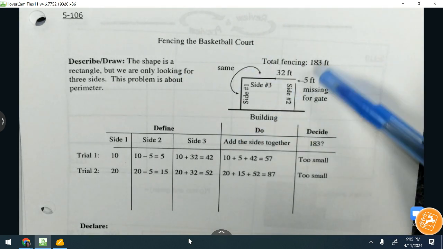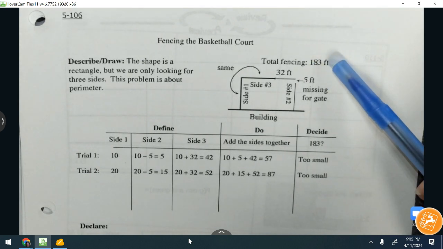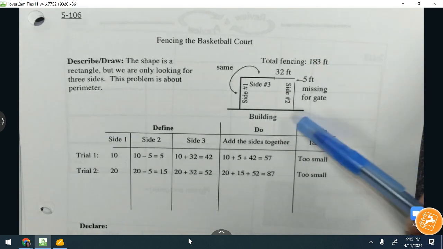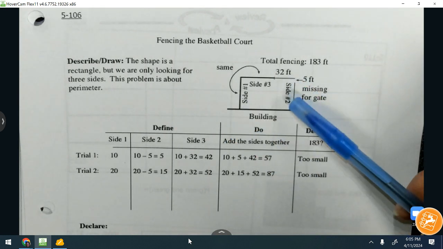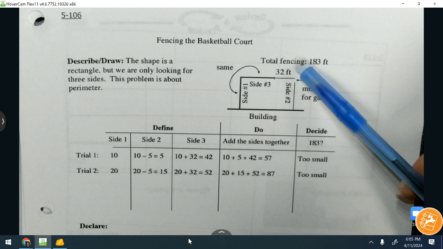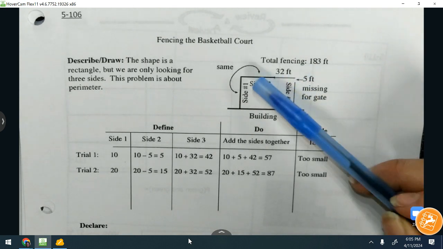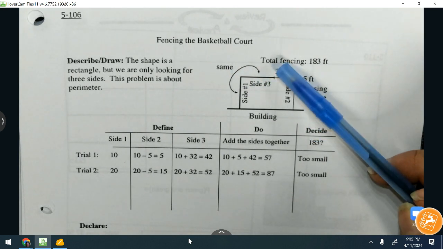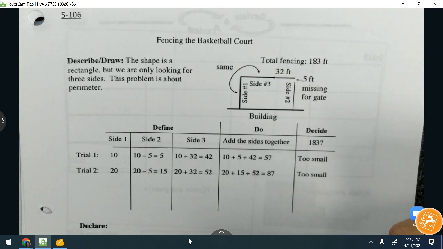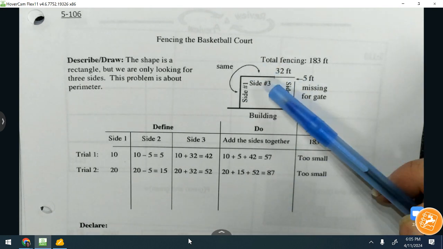We're not worried about the inside. There's also a drawing right here. The total fencing is 183 feet. The building is the 4th side. One side is equal to the other except for the 5-foot gate. The 3rd side has the length of the first side plus 32 feet more. So that's what this drawing part is.